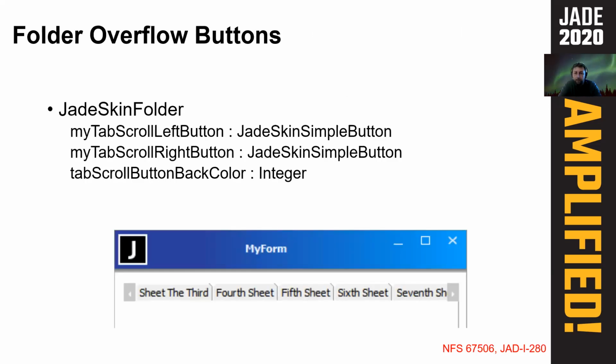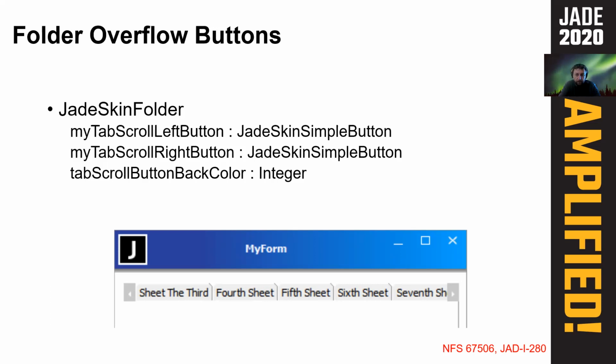Some improvements to the overflow buttons on the folder control. So if a folder is set up to display tabs in a single line and not all of them can fit in the available space, JADE used to add 2 arrow buttons. They were both on the right-hand side of the line to allow you to scroll the tabs. The display of the buttons has changed in JADE 2020.